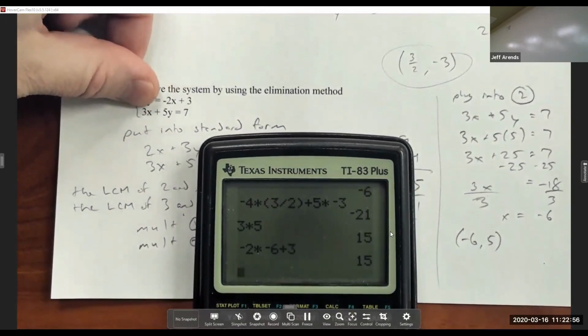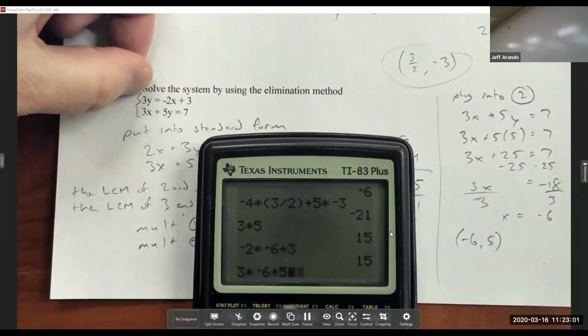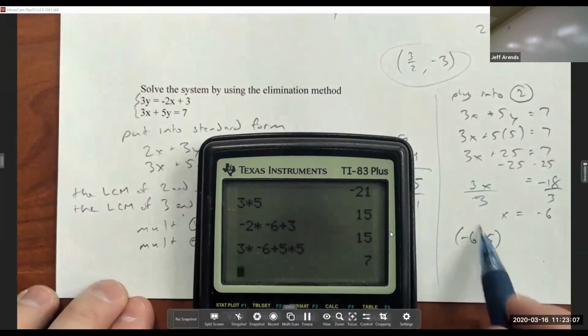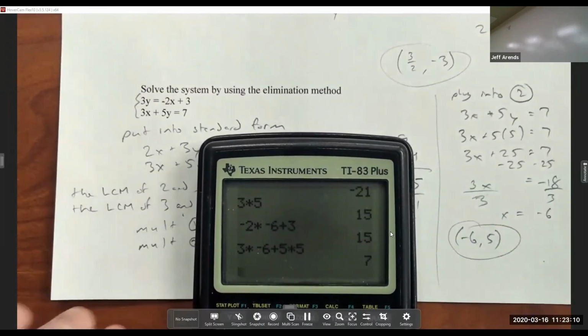Plugging it into the second one, 3 times my value of x plus 5 times my value of y, it's 5. I expect this to come out as 7, and it does. So I'm confident that I have the solution there.